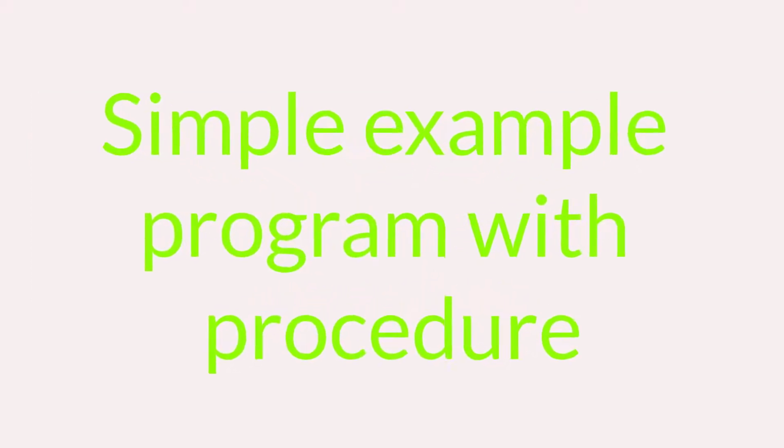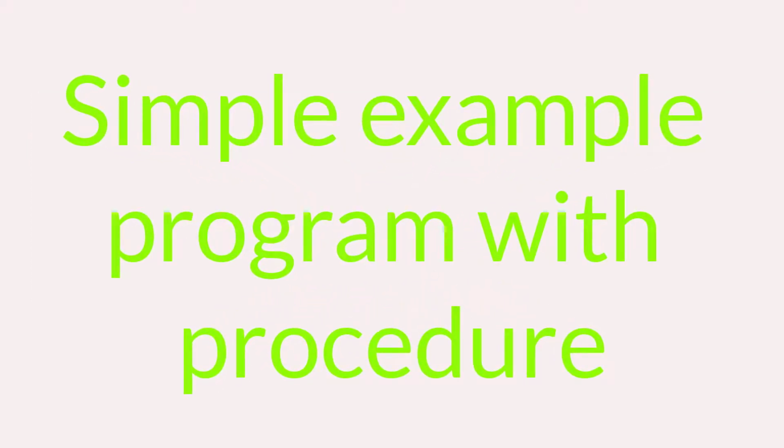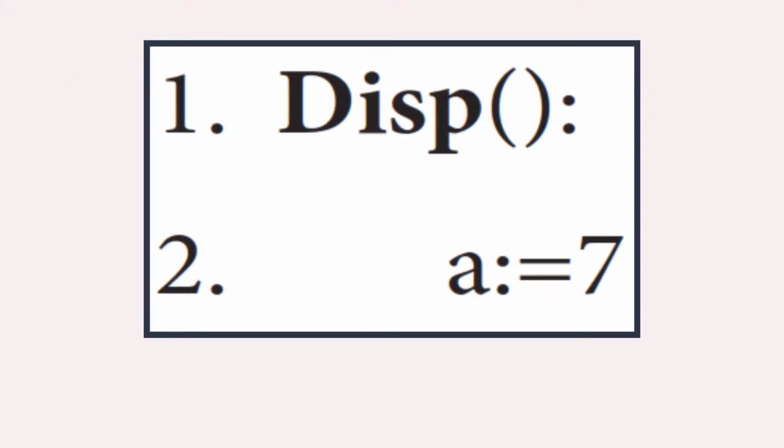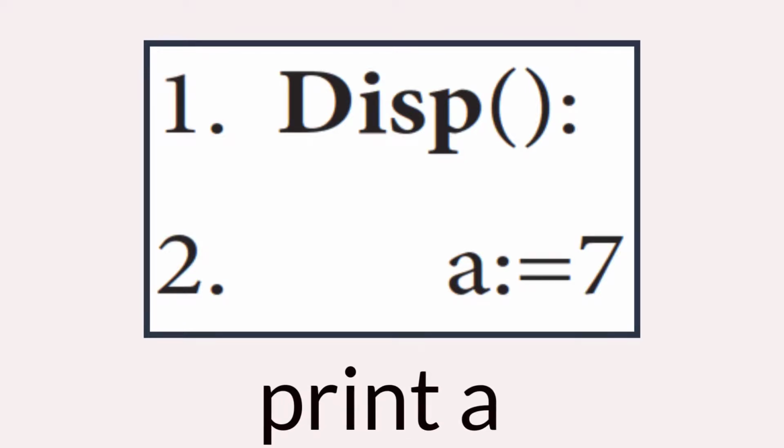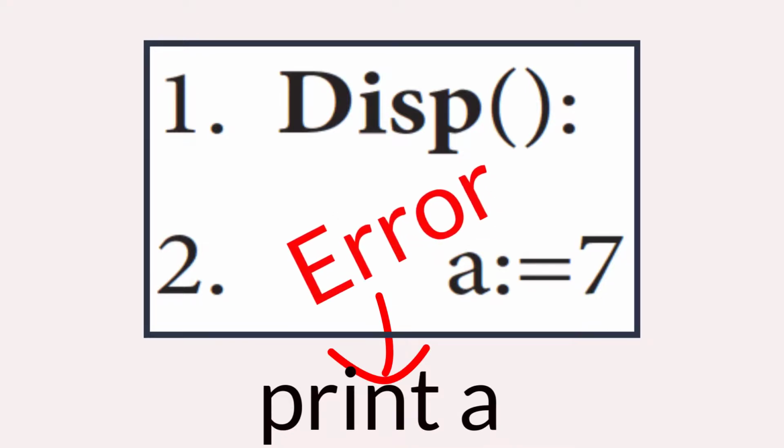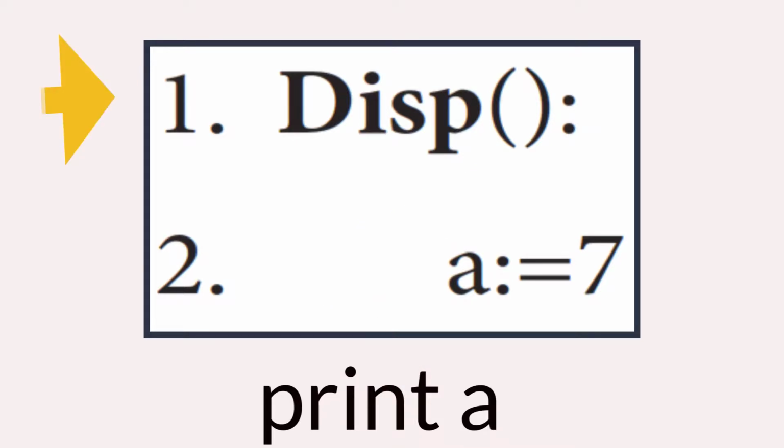Next, let's see a simple example program with a procedure. The first statement is disp, the function name or procedure. Second statement, inside that function we have defined a value 7 for a variable A. If we try to print the value of A outside the disp function, the program gives an error. Just see this example. We have the function inside the box, disp, a = 7. This is the function, and we have given a third statement, print a, outside the disp function.